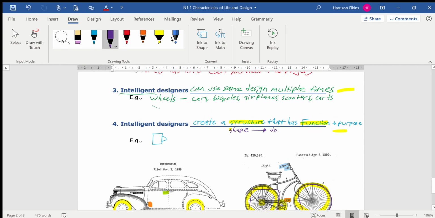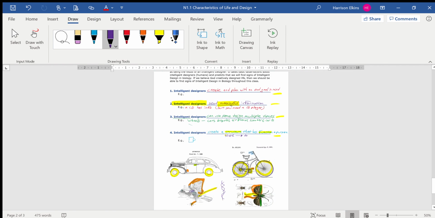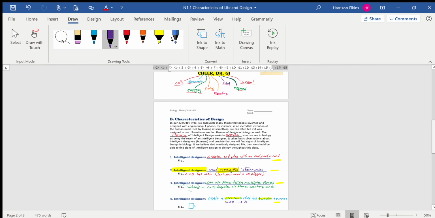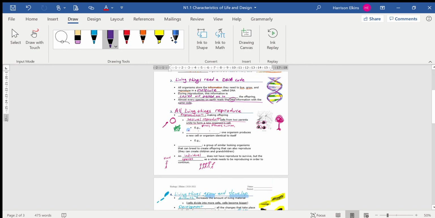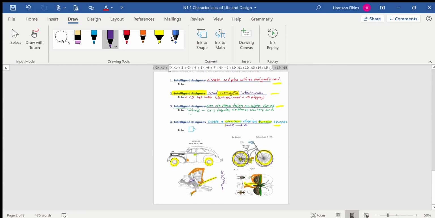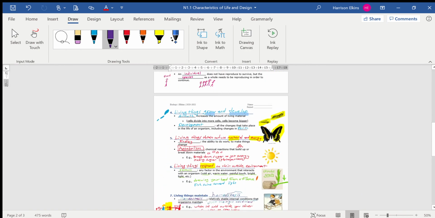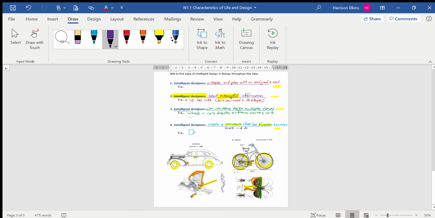So that concludes our Notes 1.1. Now you've got a fine list of things that help us to know what life is and help us to start thinking about something that we'll be thinking about through the whole year. That is how we can know that life was designed by someone and how we can start to put together those pieces. This is Notes 1.1.